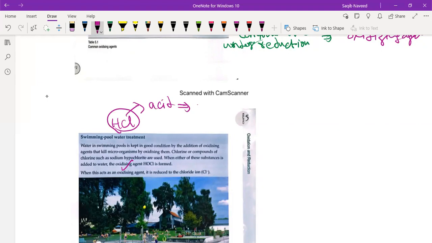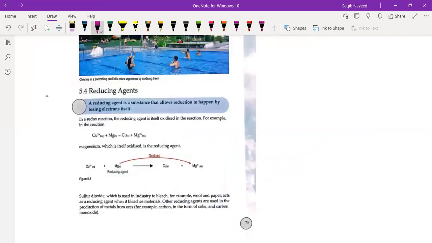You can easily answer the question, right? And why are we adding HCl in the swimming pool? To kill all the germs, the microorganisms in the swimming pool. Right? Done with that.